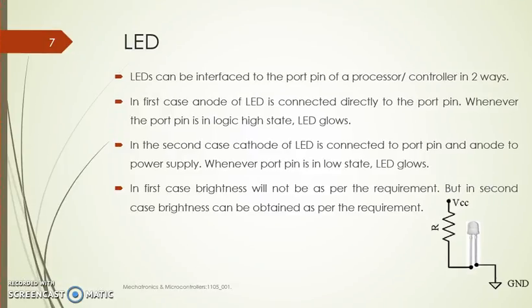LEDs can be interfaced to port pins of processors or controllers in two ways. Either the anode is connected directly to the port pin, so whenever the port pin is at logic high, the LED will glow, or else the cathode will be connected to the port pin and the anode to the power supply. So when the port pin is at logic low, the LED will glow. In the first case, the brightness can be varied as per the requirement, whereas in the second case, getting the brightness as per the requirement is not possible.